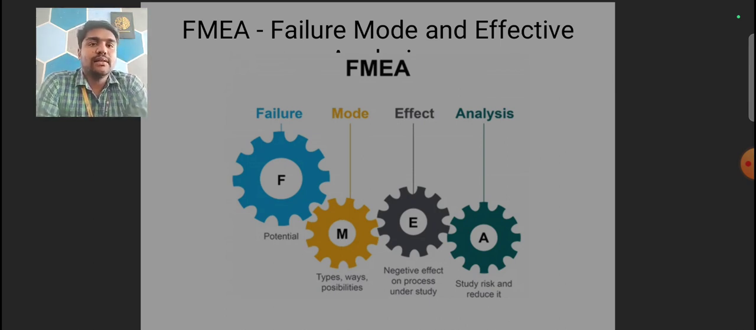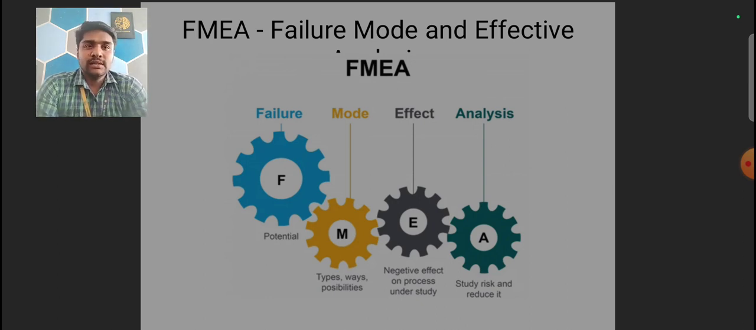In failure mode and effects analysis, the first is the potential failure we need to find. Then the mode: in which way, in which type, and which possibilities the failure is going to occur. The third one will be the effect. Because of the failure, what are the effects happening in a product? What are the effects happening in the functional part of the component? And the last one will be analysis. In the analysis part, we have to find which risk factor needs to be removed from the process of product manufacturing.